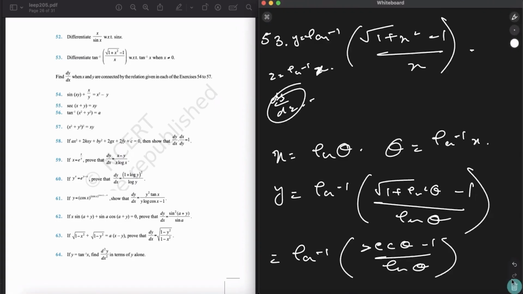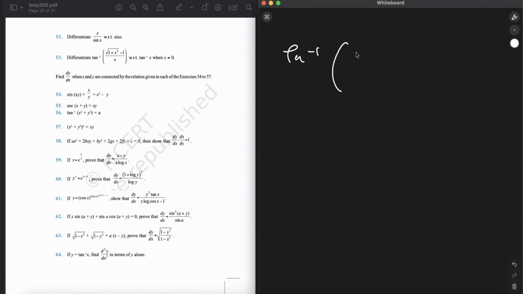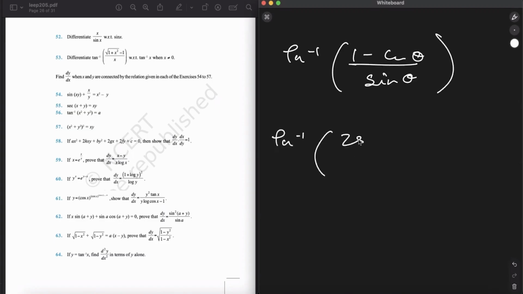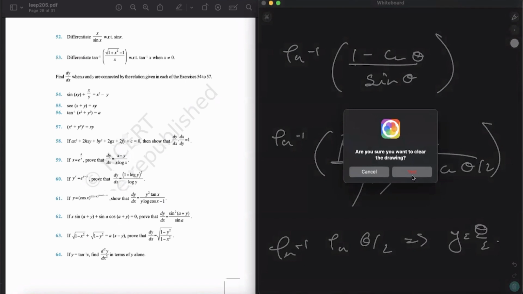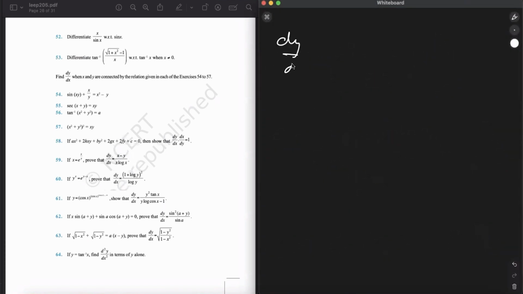ओके. तो यहाँ आ जाएगा tan इनवर्स 1 माइनस cos थीटा अपॉन sin थीटा. tan इनवर्स 2 sin स्क्वायर थीटा बाय 2 sin थीटा बाय 2 cos थीटा बाय 2. tan इनवर्स tan थीटा बाय 2, यहाँ पे हो जाएगा y इज इक्वल्स टू थीटा बाय 2. ओके. तो dy बाय d थीटा इज इक्वल्स टू हाफ ऑफ 1, हाफ इंटू 1. ठीक है. और dz बाय d थीटा इज इक्वल्स टू, बताया था ना z इज इक्वल्स टू थीटा हो रहा था, तो d बाय d थीटा ऑफ थीटा विल बी ऑल्सो इक्वल टू 1. सो dy बाय dz will be equal to 1 upon 2.